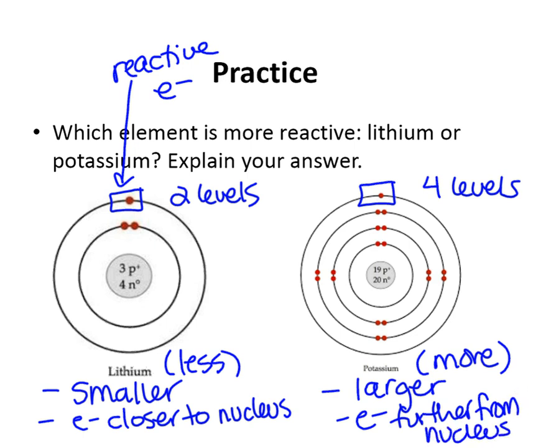And just so we're clear, the electron that we're talking about is this one, that particular electron. So since this one's further away, it doesn't feel the pull of the protons as much, so it's easier to pull away. This one over here is harder to remove and harder to react because it's closer to the nucleus and feels those protons.